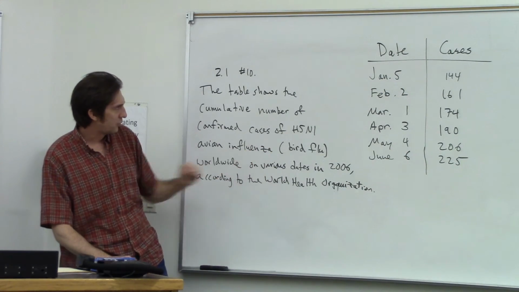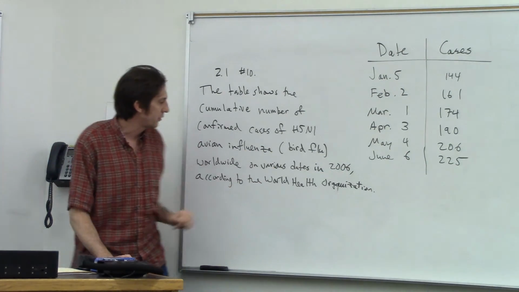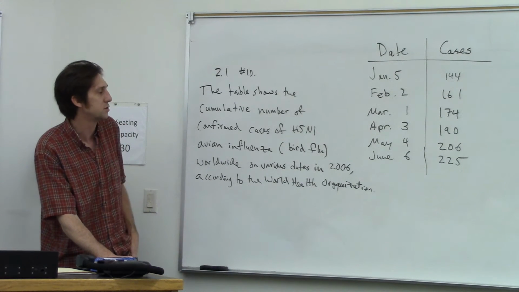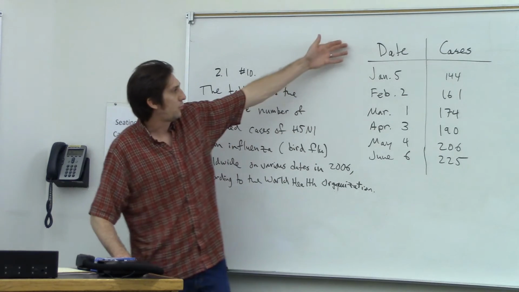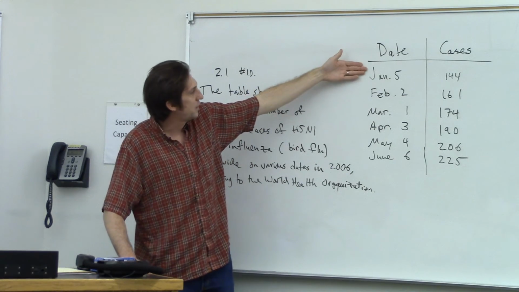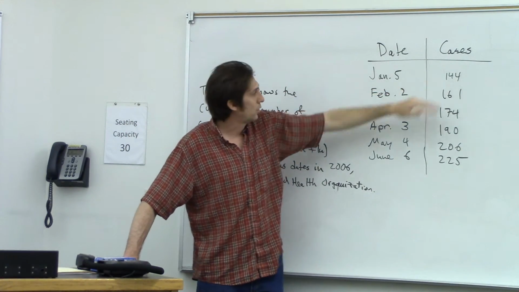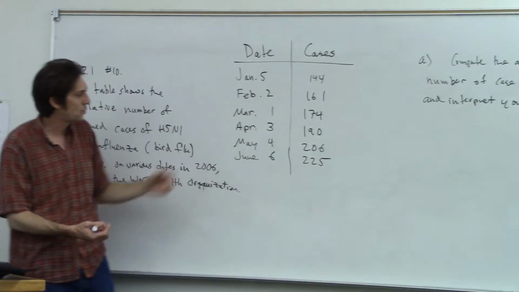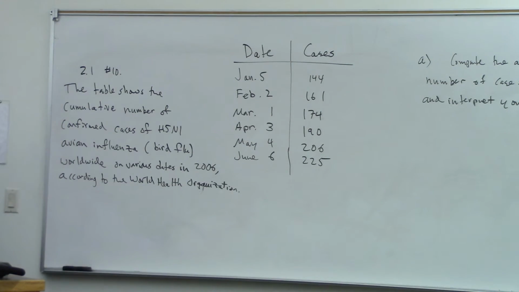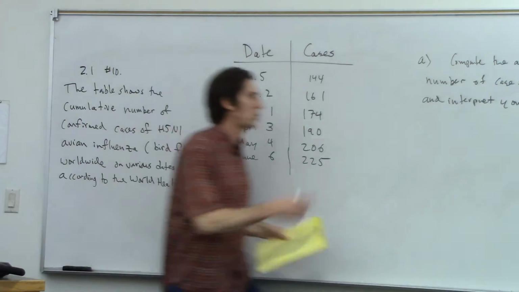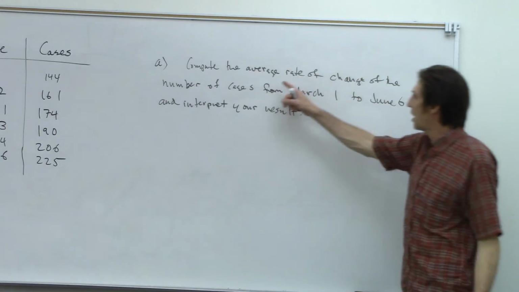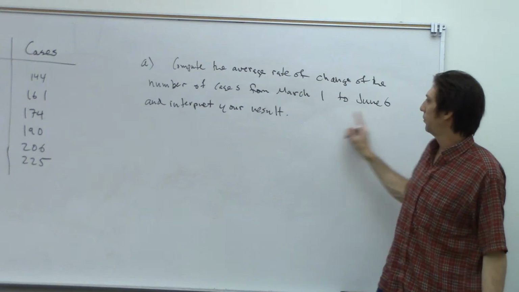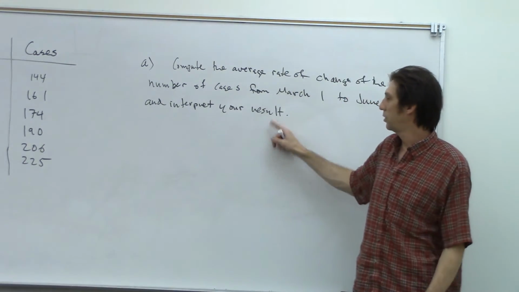We have some data here for various dates in 2006, and this is from the WHO, the World Health Organization. Here's our table of values: on January 5th, the number of cases was 144. On March 1st, the number of cases was 174, etc. In part A, I'm supposed to compute the average rate of change of the number of cases from March 1st to June 6th and interpret my result.